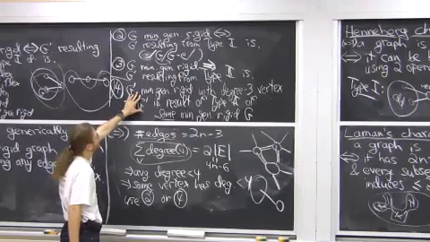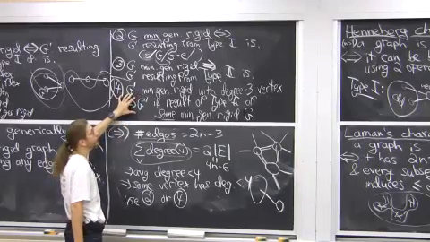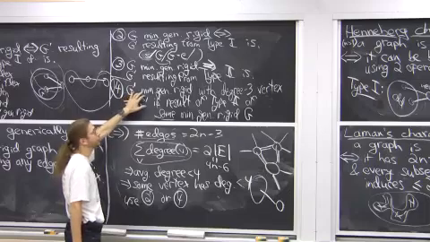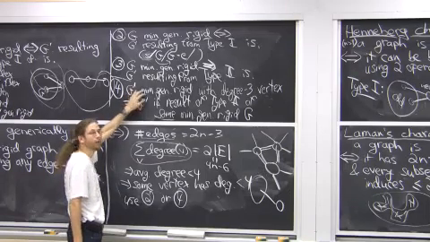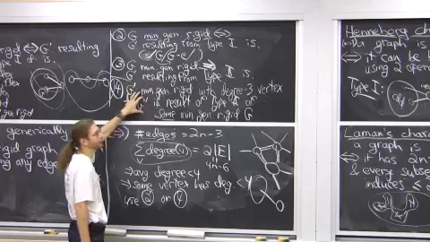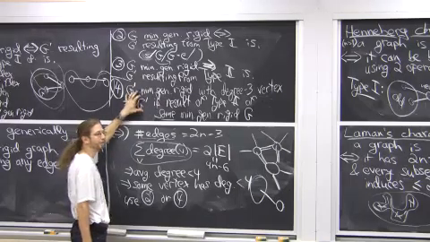See, G prime, for this property to hold, I need that the graph I have is minimally generically rigid. That's what I want to prove. I don't know that that's true. So I can't use property 4. Sucks to be me.